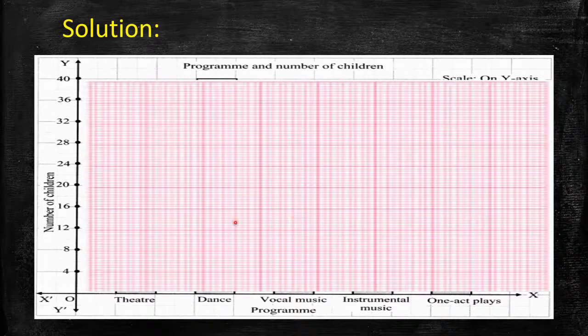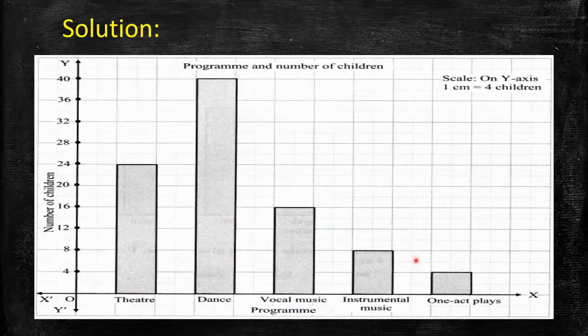For instrumental there are 8 students. So here our bar graph will come, and for one act play there are only 4 students. So like this our bar graph will look.